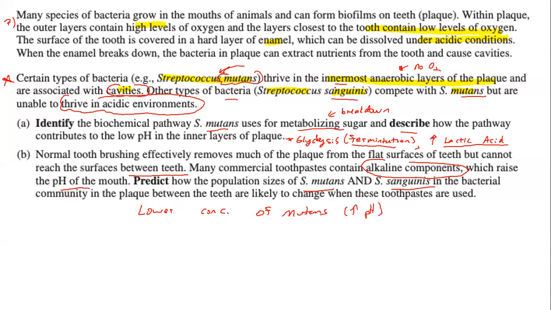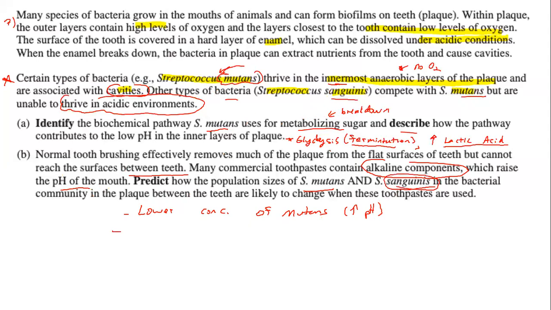And this tells you that they thrive in those acidic environments. They have a byproduct of lactic acid. And so that population of bacteria would actually decline. But it also, remember, asks you about the sanguinis population.